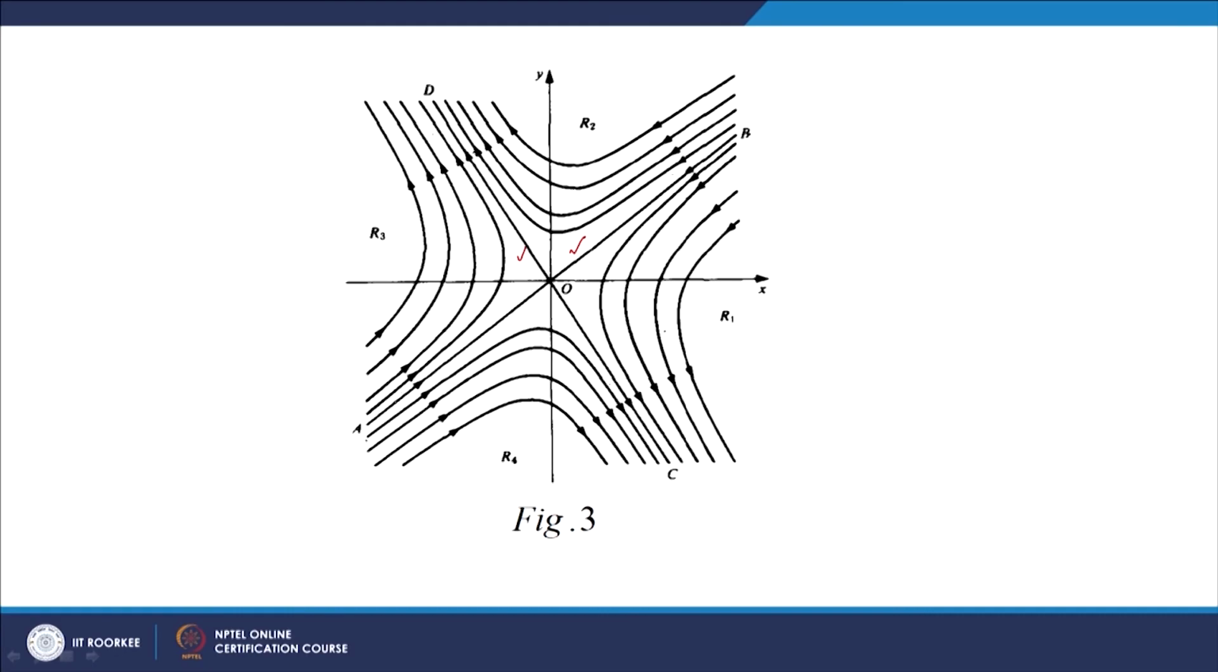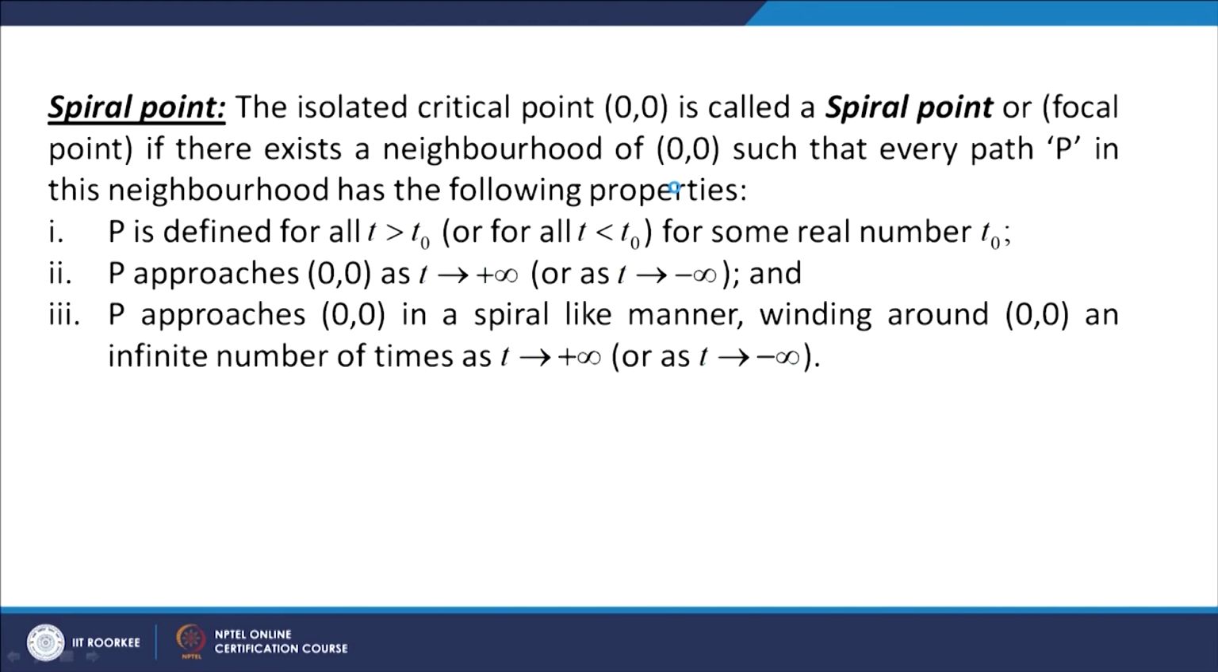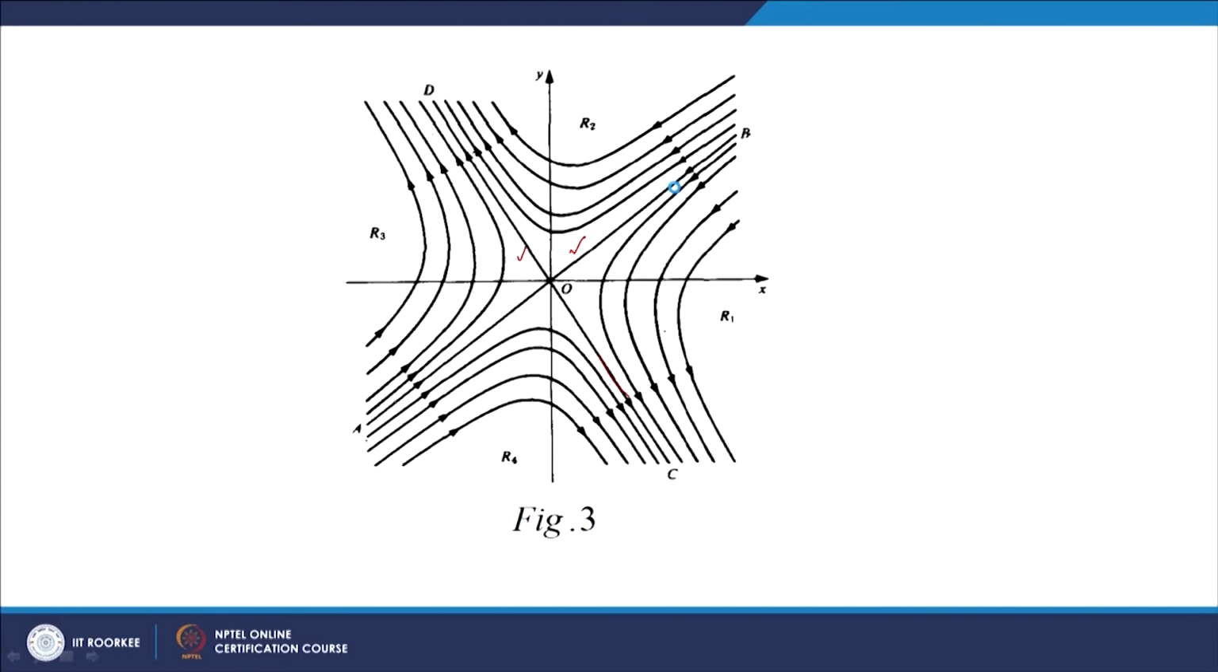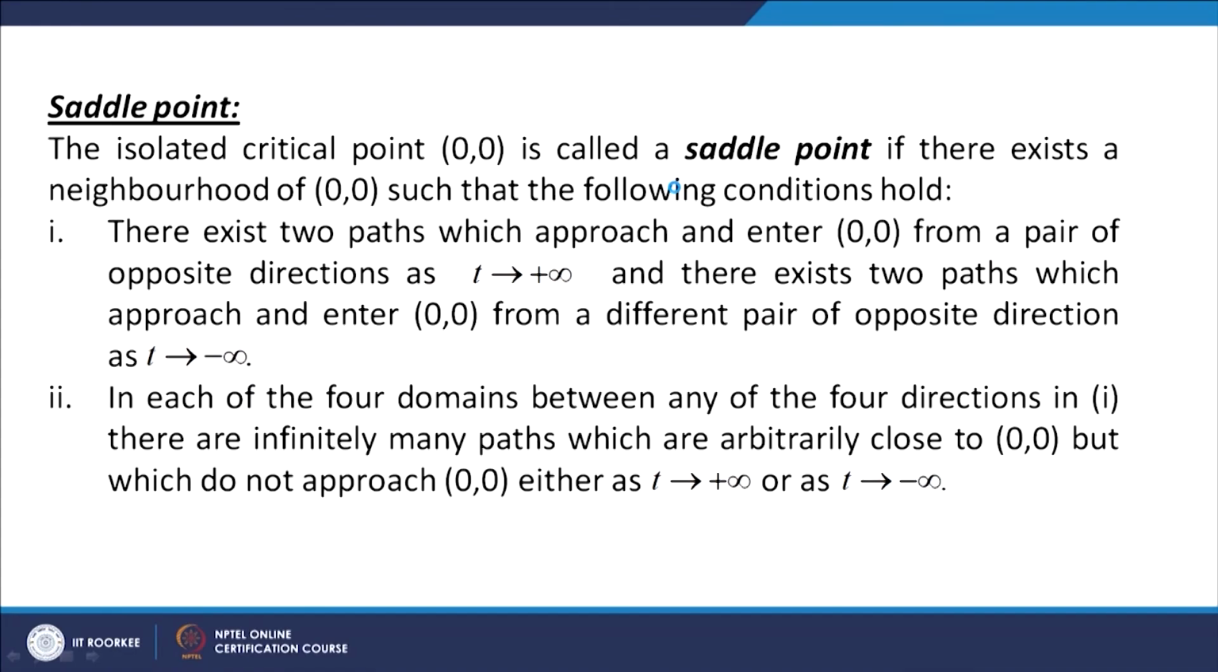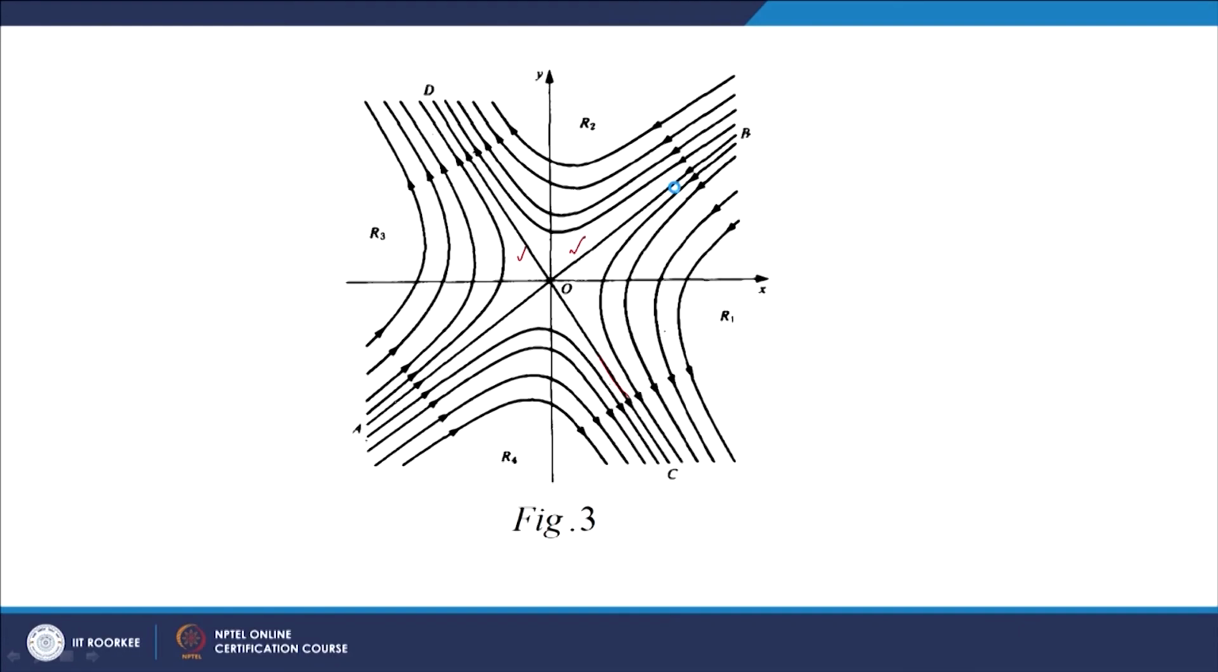They are in opposite directions. Here you can see the direction is this direction, here this is this direction, this direction. So we have there exist two paths which approach and enter 0 0 from a pair of opposite directions as t goes to plus infinity, like this, and there are two paths which approach and enter 0 0 in the opposite directions as t goes to minus infinity.